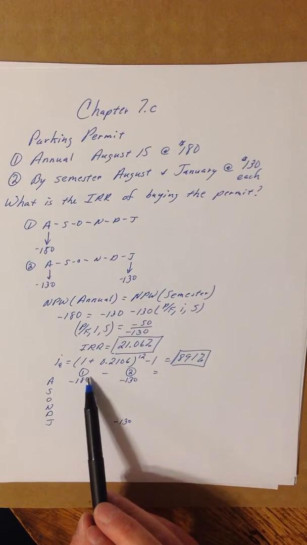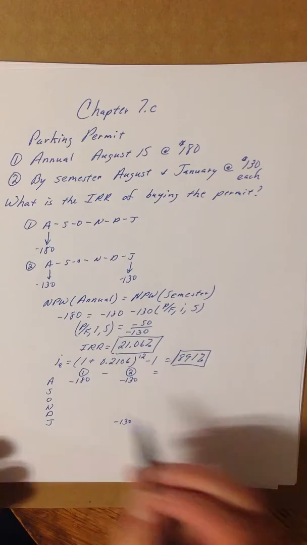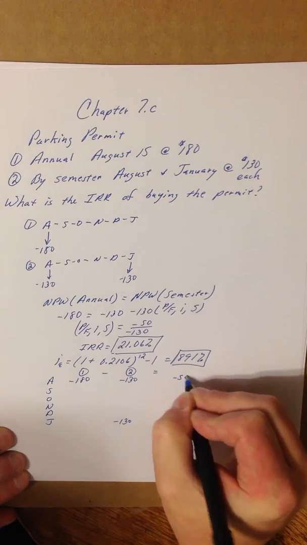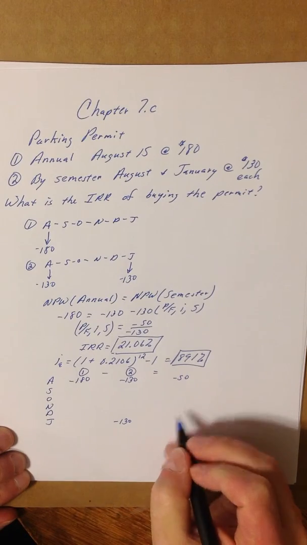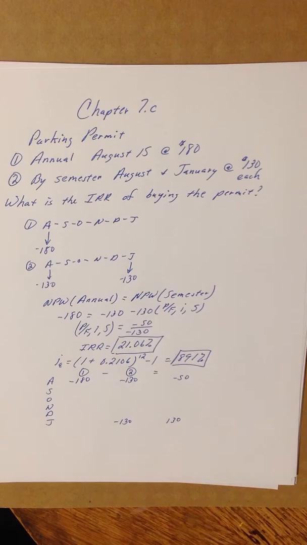So let's just do this. We're going to subtract, taking option 2 from option 1. So in this case, you can see the result would be a minus 50. All of the others would be 0, and this would be a plus 130 on this one.